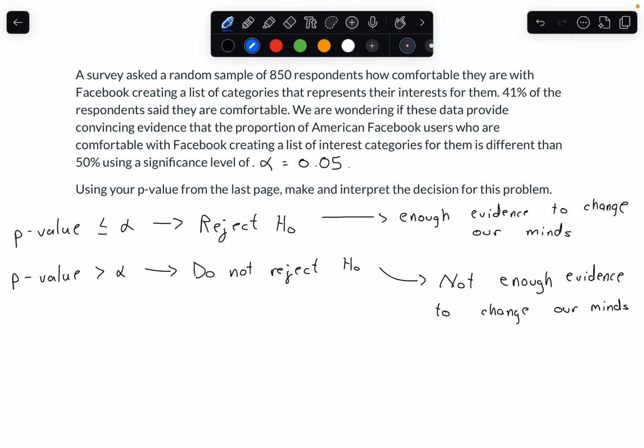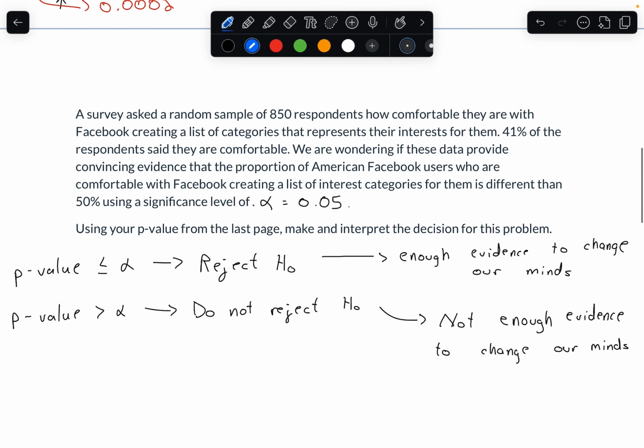We're going to continue working with the same problem that we looked at in the last video, but we're going to move on to our next step here. So in the last video, just to refresh our memories, we calculated the p-value, and we said that the p-value that we had was 0.0004, and that's what we're going to be using for this step. So we want to make our decision and interpret this decision for this problem.